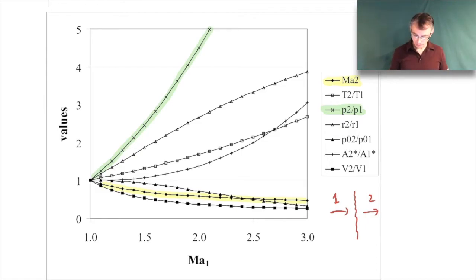Let me just show you what happens to the temperature. So let me highlight that one in a different color. So the temperature are these little squares. So here's the temperature ratio. So you can see that the temperature increases across the shock wave. And let's just go ahead and use a Mach number of 3 as an example here. So here, Mach number of 3, you can see the temperature goes up by a factor of 2.5.